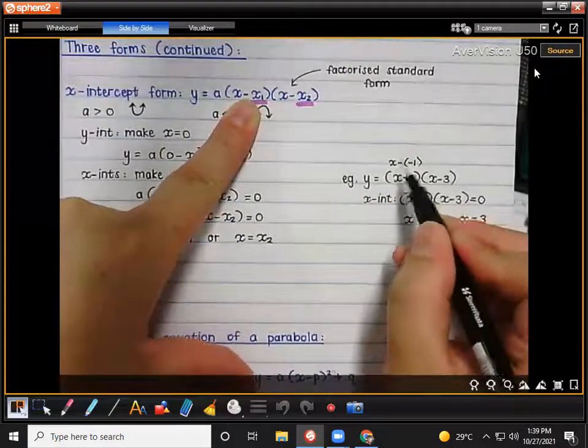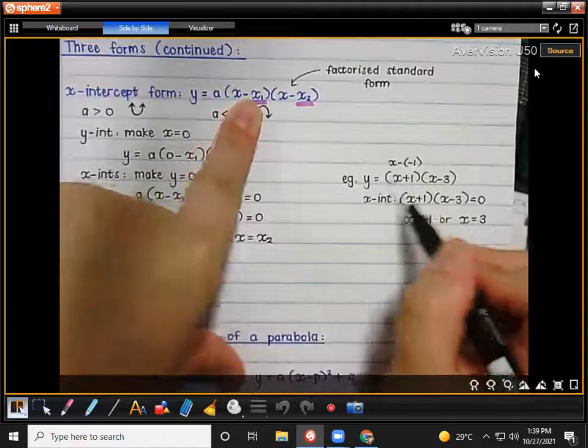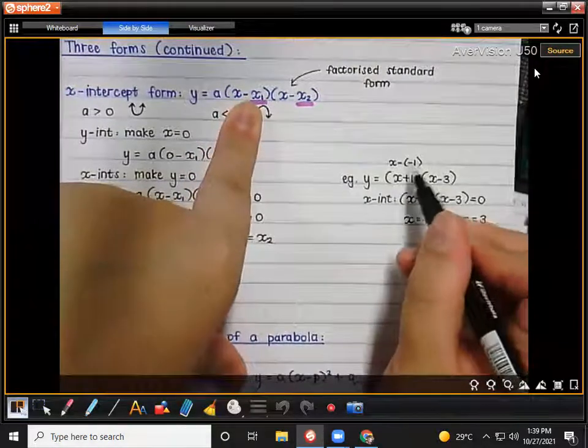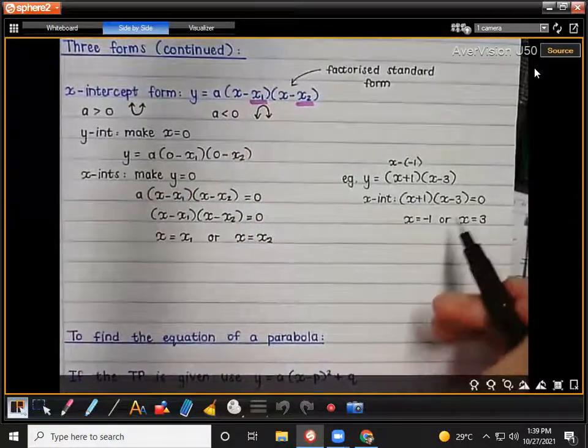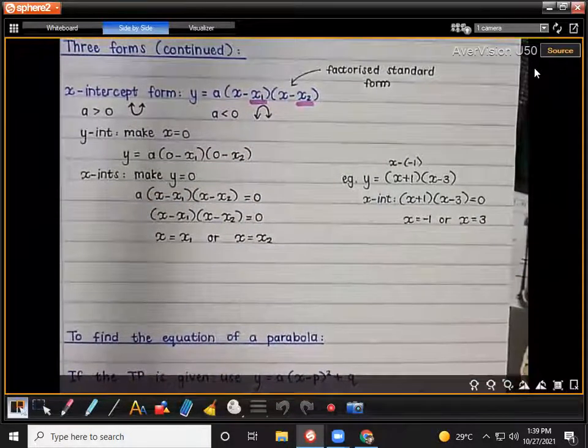Do we agree that x minus -1 is the same as x plus 1? Right? And x minus 3, so your x2 is 3. So those would be your two x-intercepts. If that doesn't make sense to you, you can still just make it equal to 0 and solve for x normally.